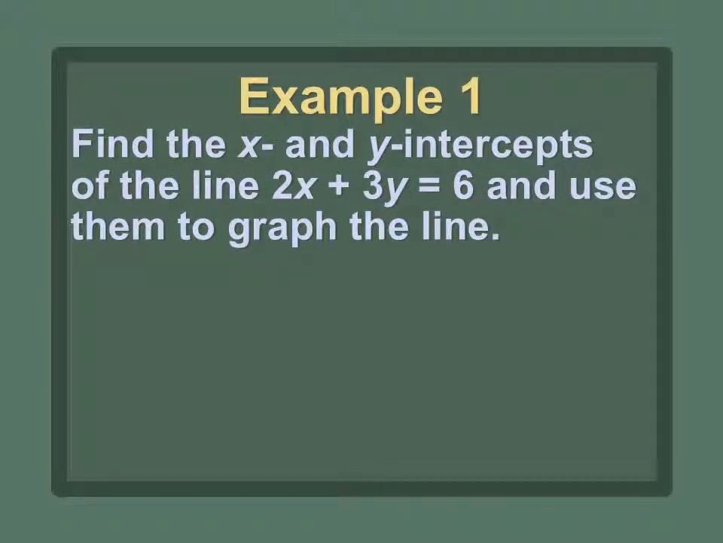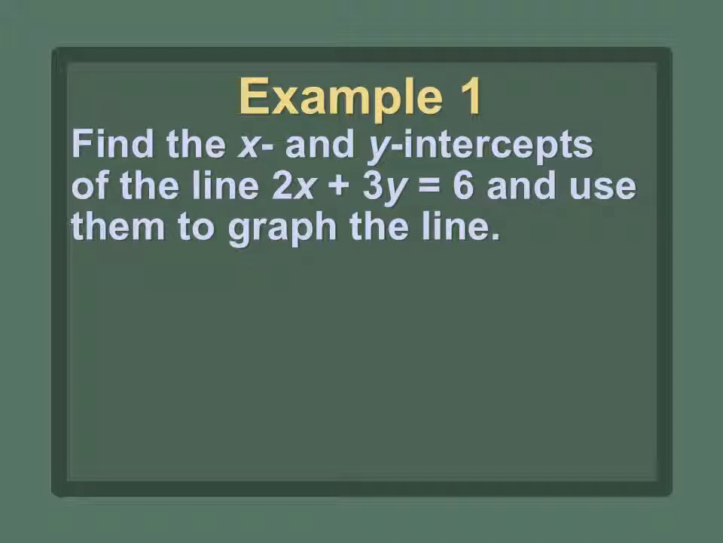If we want to find the x and y-intercepts, we have to let the opposites be 0. So for example, if we want to find the x-intercept, we're going to let y be 0 in our equation. If we want to find the y-intercept, we're going to let x be 0 in our equation. So let's do an example. We're going to find the x and y-intercepts of the line 2x plus 3y equals 6. And then once we have those two intercepts, we can plot them and then graph our line from them.